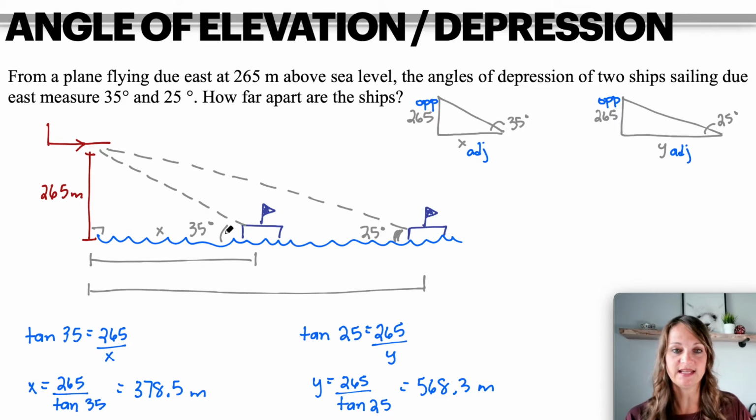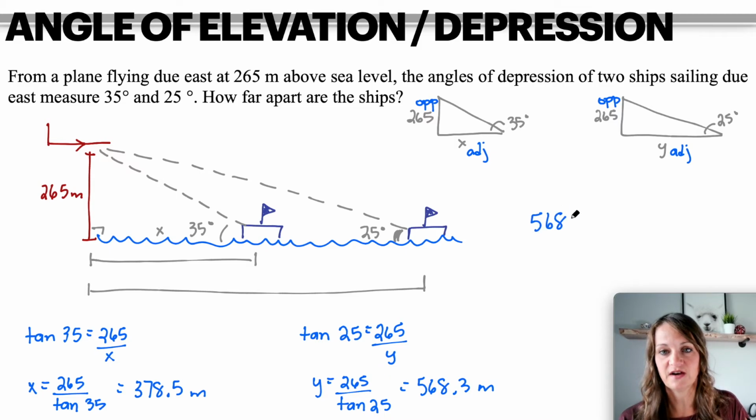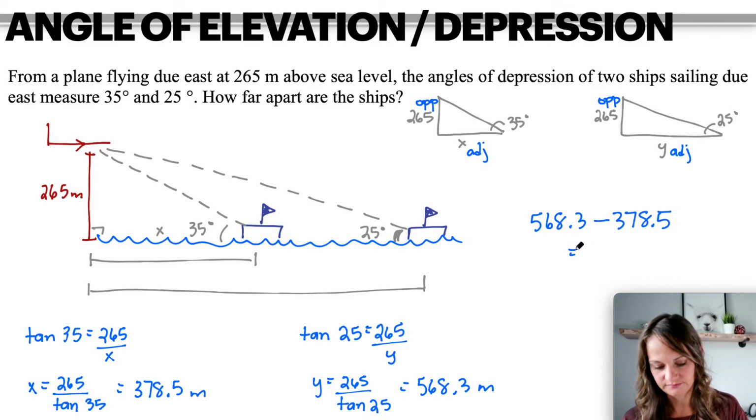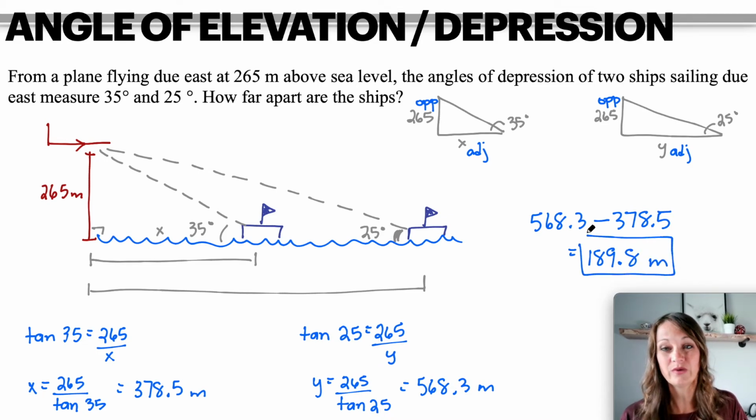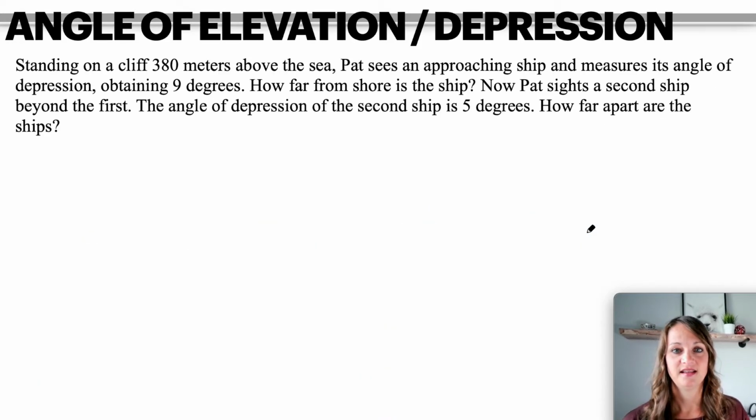And now to find the distance between the two ships, we will subtract 568.3 minus 378.5. And we will get 189.8 meters. And so we know that the ships are roughly about 190 meters apart. So I want you to pause the video and attempt this problem, which is very similar to what we just did, and then resume the video to see the answer.